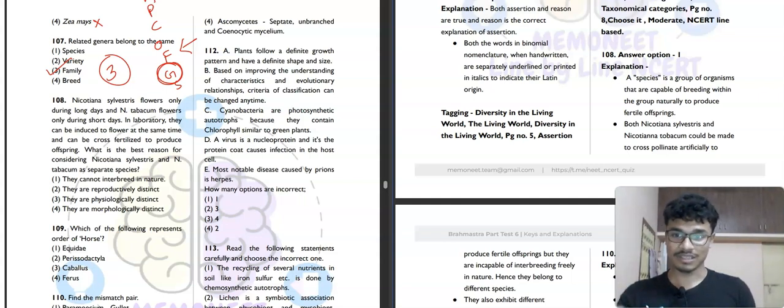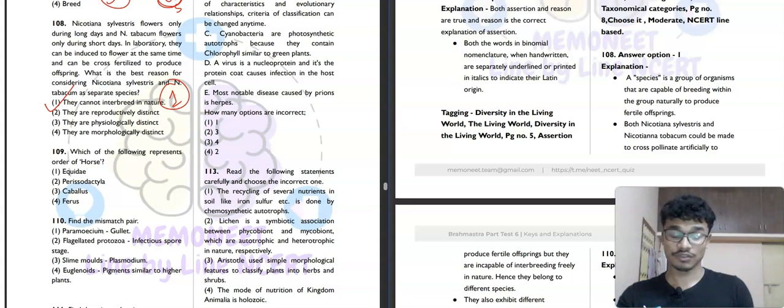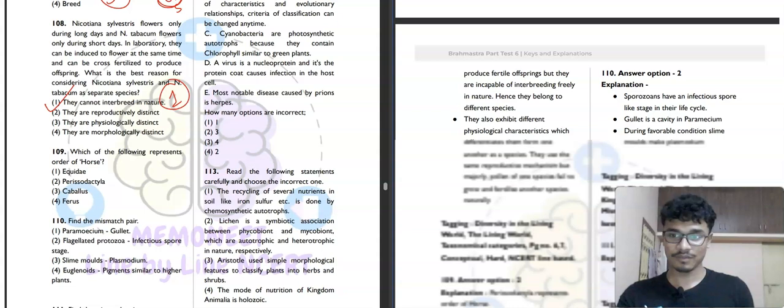We can see that one is Nicotiana sylvestris, one is Nicotiana tabacum. So that means they cannot interbreed in nature. So the first option will be our correct answer for this question. I hope you are understanding each and every question through the concept. Okay. Now next question 109.